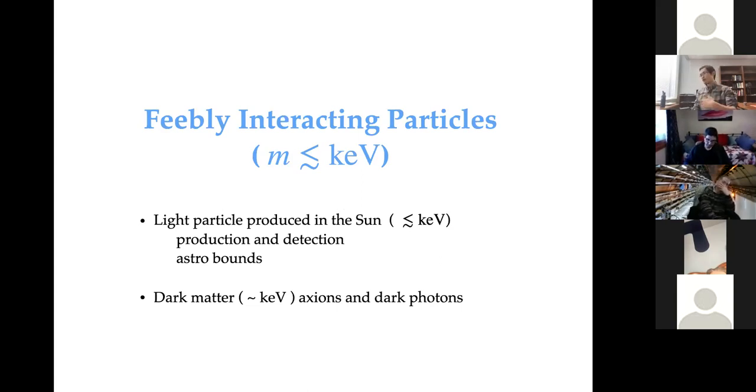I still give you two classes. One is a light particle produced in the sun, where the light particle is smaller than keV. I will talk about production, then detection, and finally I will end up with the astrophysical bound. The other part is just dark matter. Dark matter is at keV, and it moves to the detector and is absorbed or scattered.